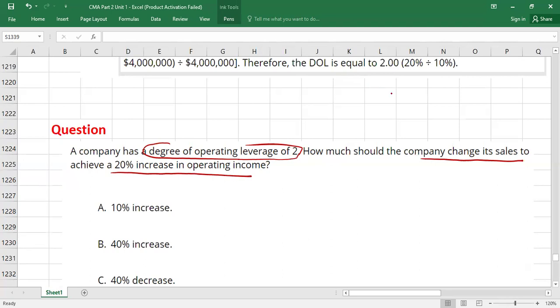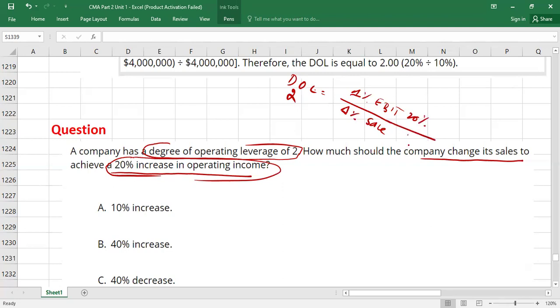So do you remember the formula for operating leverage? Because here he told you he wants to achieve a 20% increase in operating income, it means we have to use the percentage change method. So we have to calculate the degree of operating leverage. What was the formula? Percentage change in EBIT divided by percentage change in sales. He told you the degree of operating leverage is 2. The answer is given here. And he also told you the company wants to increase its operating income by 20%. So what should be the change in sales? This is what he's asking.